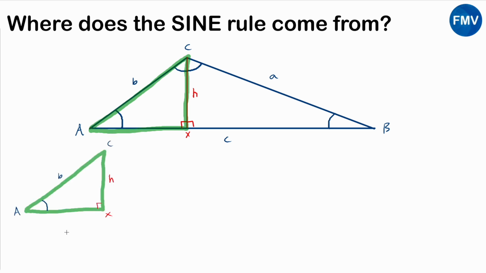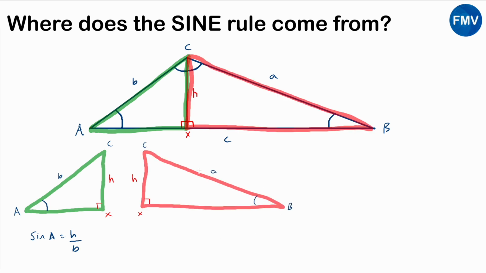Okay, so let's look at this triangle. We know from basic trigonometry that the sine of this angle is equal to the opposite divided by the hypotenuse. The sine of angle A is equal to the opposite, which is H, over the hypotenuse, which is b. Now, let's look at this other triangle in the same way. We know that the sine of B is equal to the opposite side, which is H, divided by the hypotenuse, which is a. The key thing to recognise here is we've actually got H in both equations, so we can make both of these the subject of H.